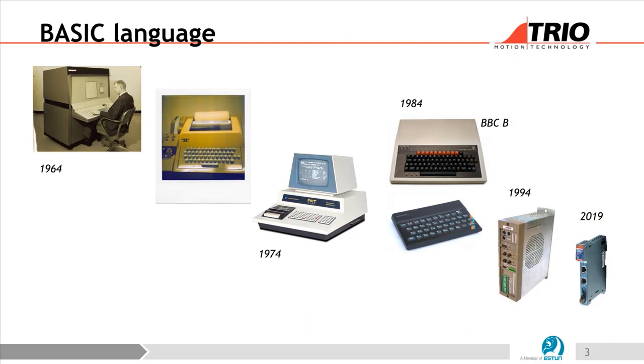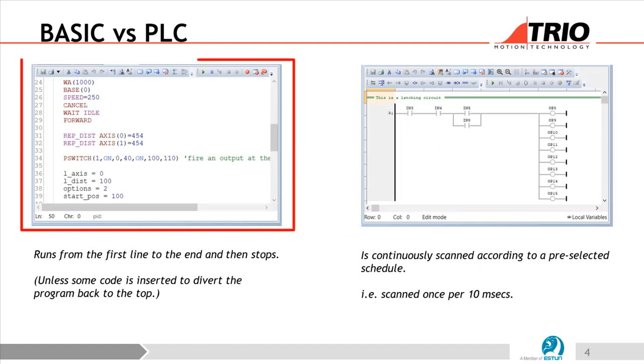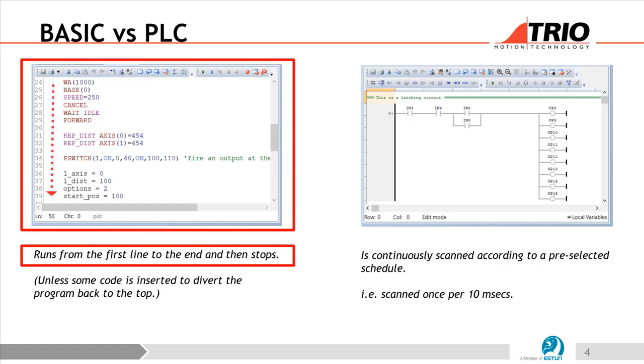So yeah, this is on the various systems where they used BASIC commands before. So a little bit on how the BASIC language works versus the PLC. The BASIC language runs from the first line to the end and then it stops, right? Unless some code is inserted to divert the program back to the top or back to some other program. Okay, so it just scans only one time.